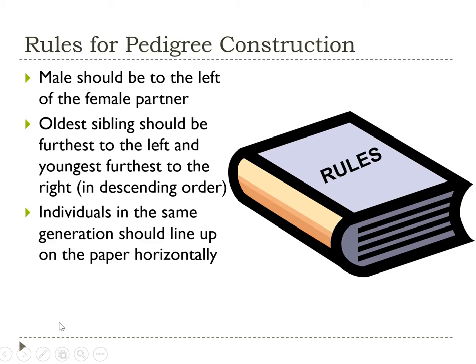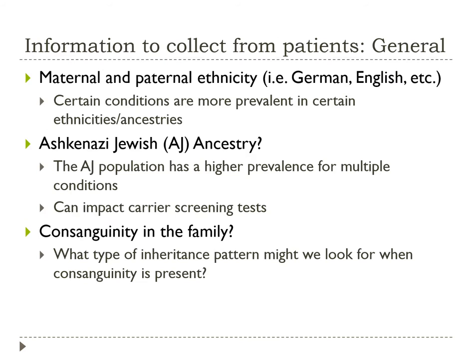So rules for construction: male should be put to the left of the female. The oldest goes furthest to the left, with the youngest furthest to the right. And individuals in the same generation should line up horizontally.